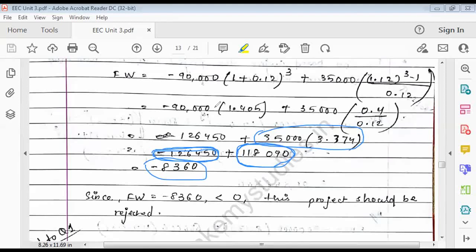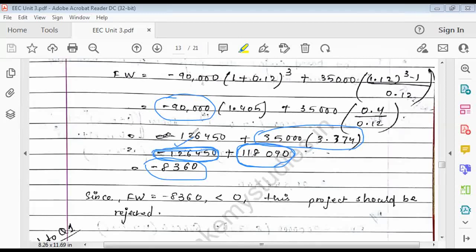Correct? What does 1,26,450 stand for? I have already said that is the future worth of your investment. What does it again mean? It simply means investing 90,000 today is as good as investing 1,26,450 rupees after 3 years if the rate of interest is 12%.